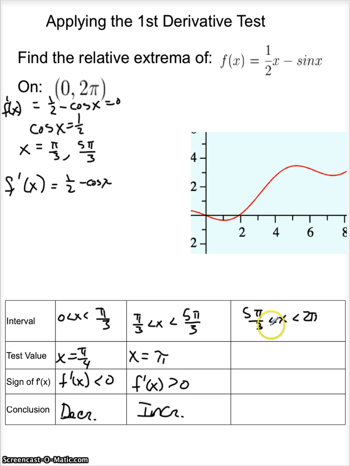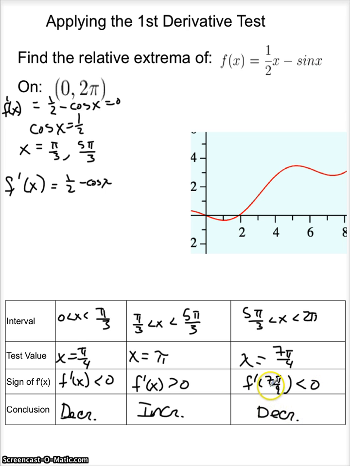Now, let's pick a number between 5 pi over 3 and 2 pi. You can pick any number you want, but for simplicity's sake, I think I'll just pick 7 pi over 4. In this case, what do I get when I plug in 7 pi over 4 into 1/2 minus cosine? This is negative. So this whole thing is decreasing.